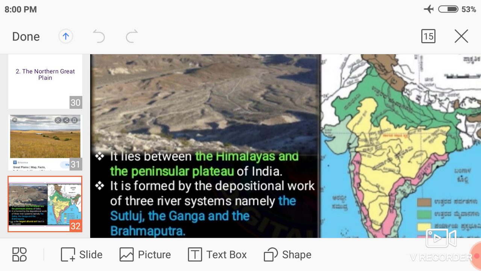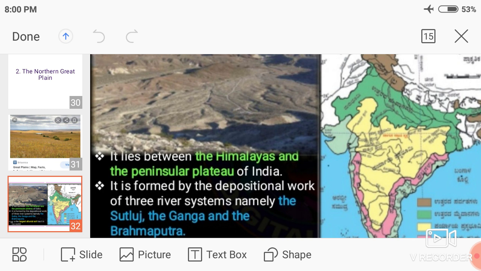It lies between the Himalayas and the peninsular plateau of India. Where is it located? It is located between the Himalayas and the peninsular plateau. The Northern Great Plains are located between two places: the Himalayas and the peninsular plateau of India.